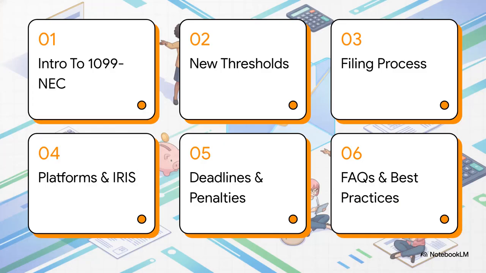Here's our roadmap for today's explainer. Number 1, an introduction to the 1099 NEC. 2, eligibility and new thresholds. 3, the step-by-step filing process. 4, platforms, methods, and IRS. 5, deadlines and IRS penalties. And finally, number 6, FAQs and best practices.